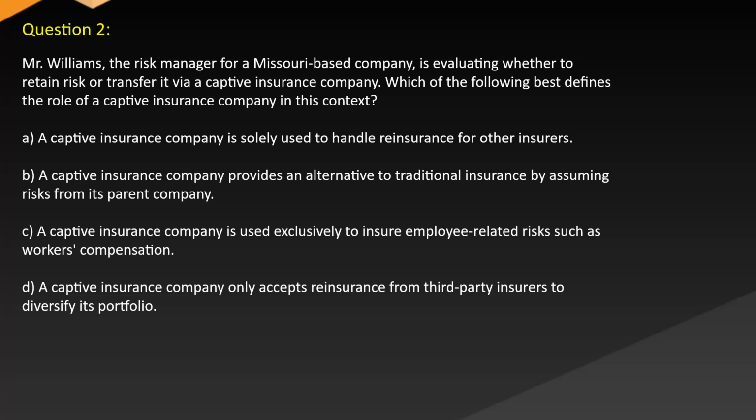A. A captive insurance company is solely used to handle reinsurance for other insurers. B. A captive insurance company provides an alternative to traditional insurance by assuming risks from its parent company. C. A captive insurance company is used exclusively to insure employee-related risks such as workers' compensation. D. A captive insurance company only accepts reinsurance from third-party insurers to diversify its portfolio.